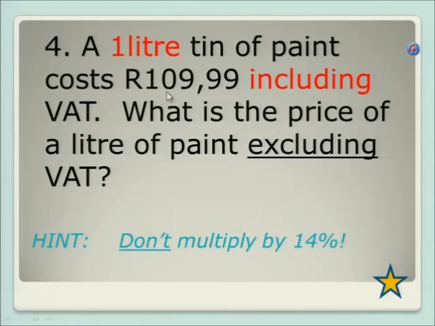So your answer is going to be smaller than 109. So you can't multiply by 114%. You mustn't do that in this question. All right? You must work out how much the price was before the VAT was added. I'm going to give you a minute just to think about it and see if you can work it out. It's tricky, it comes up a lot in grade 12, so I'm hoping that somebody there is going to be able to do it.